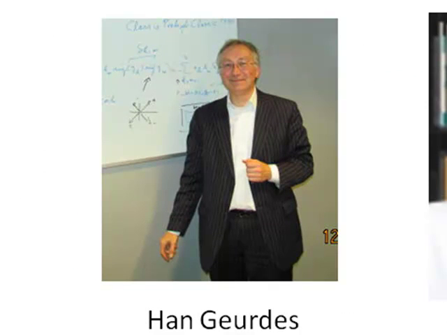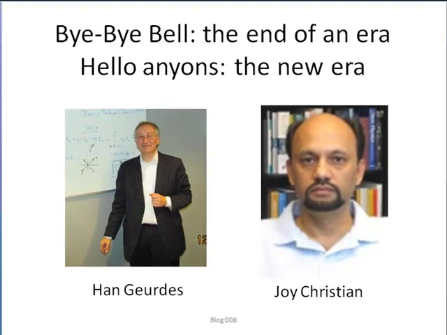One of the proofs is by Hans Gerds in Holland, and the other by Joy Christian in England. These conclusions support my local hidden variable theory that I have presented in blogs 6, 7, and 8.